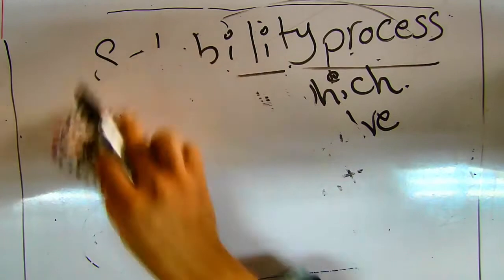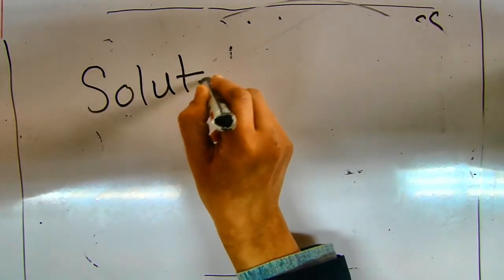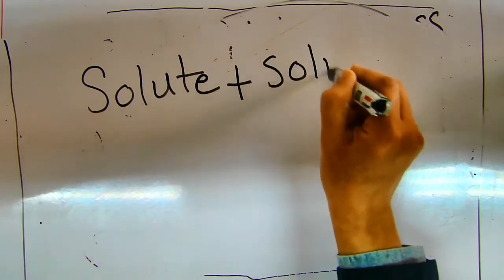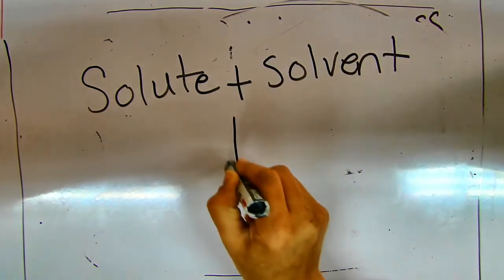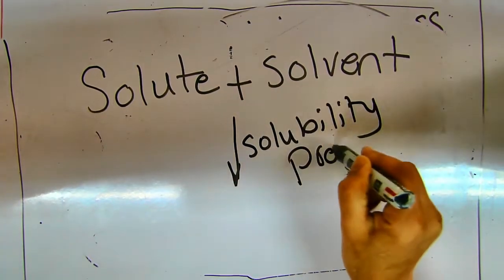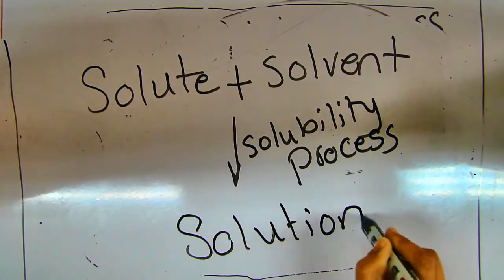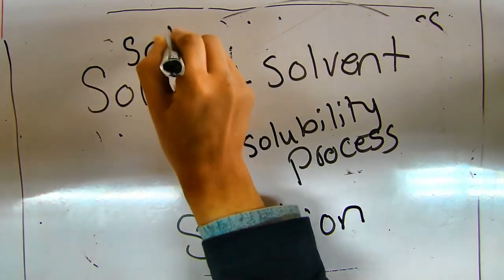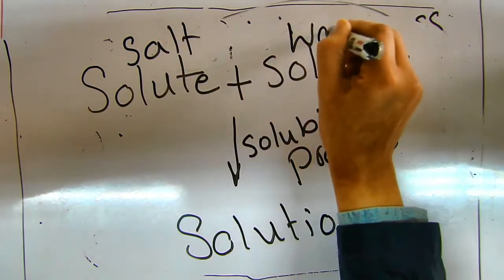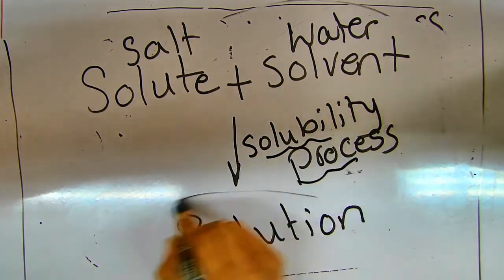If I want to make an equation, I can say solid plus solvent, that's the solubility process, leading to solution. Again, a solid like salt, for example, and a solvent like water, both are dissolved in each other, making the solubility process, which gives a solution.